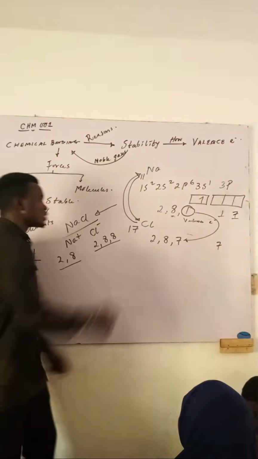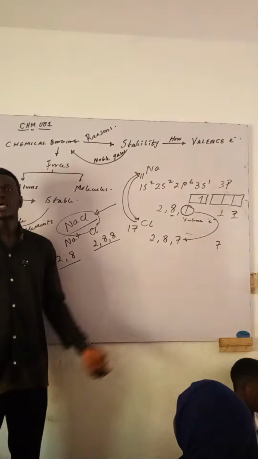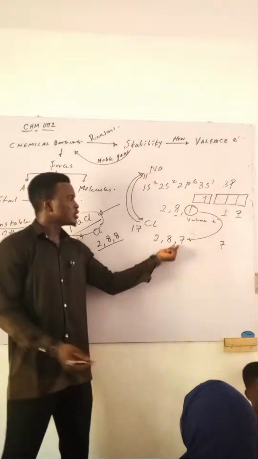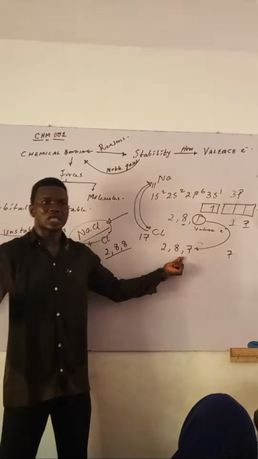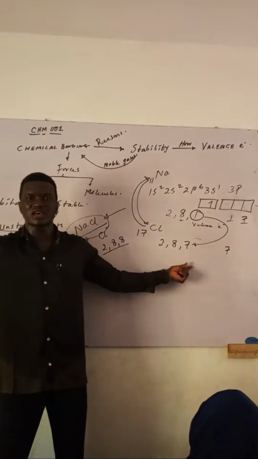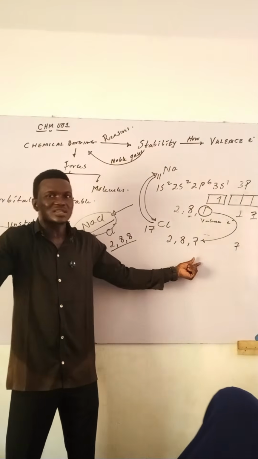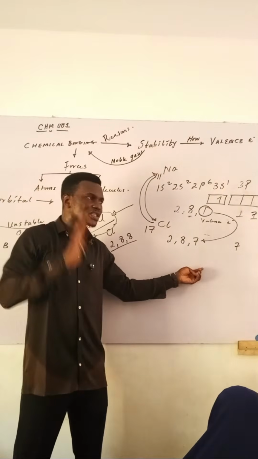They can ask you to write the formula. At the end of the day, you look at the valency, then you write the formula. The valency is, what did this one accept? 1. So that means valency for chlorine is 1, but the valence electron is 7. The electron they use in bonding is what we call the valency. So you will understand them step by step.